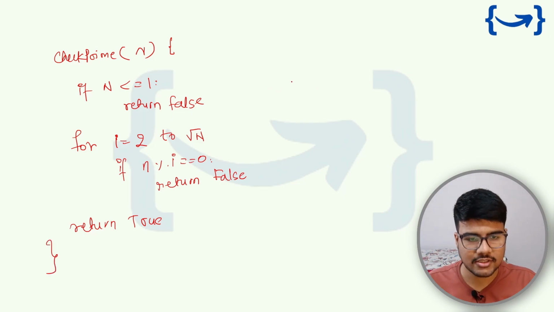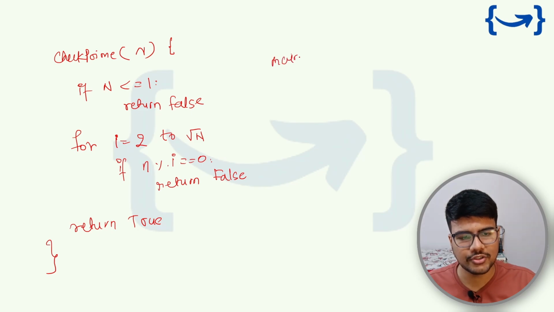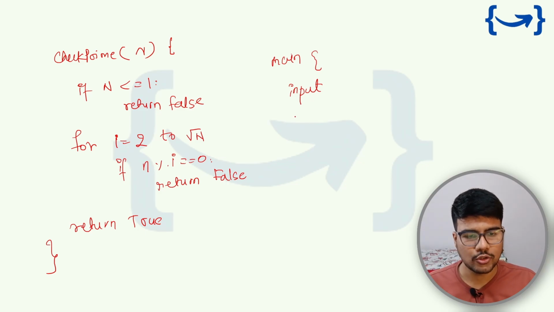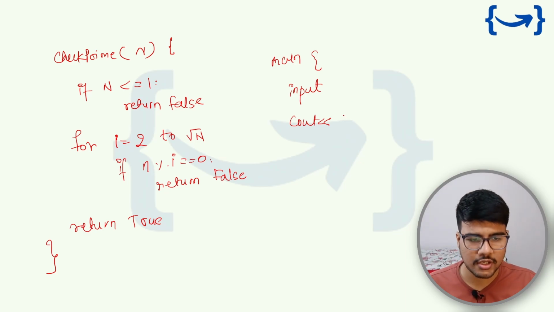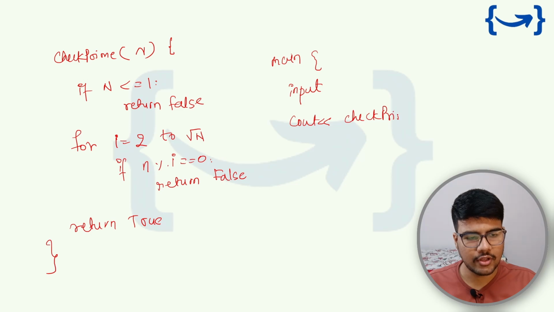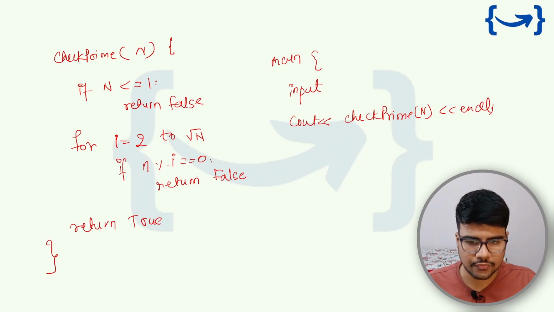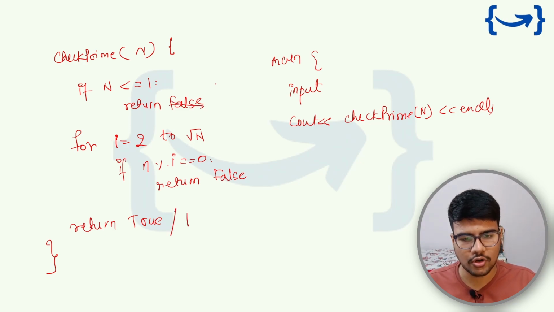Now the second part is the main function. Writing the main function is pretty easy. You just need to take the input in any programming language that you prefer, and print it using cout, print, or system out, whatever you want to use. And just call this function, check prime, with the given input, and return it. Either you can return false, or you can return 1 or 0. It totally depends on you.